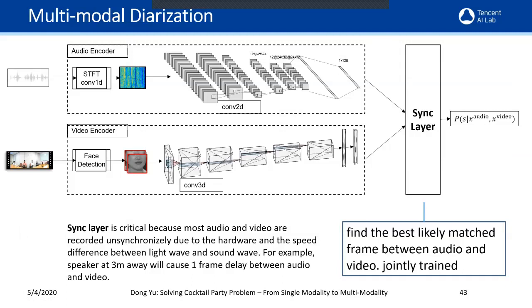However, there are challenges that are specific to multimodal diarization systems. One of the key challenges is the synchronization between the audio and the video signals. Due to the hardware and the speed difference between light and sound wave transmission, there will be random synchronization errors in the raw input.